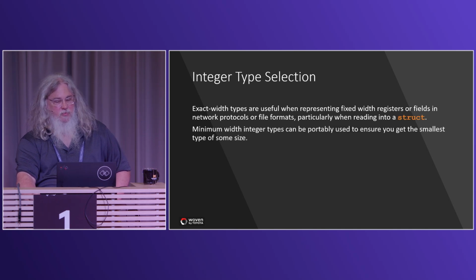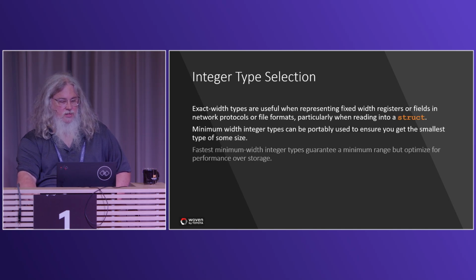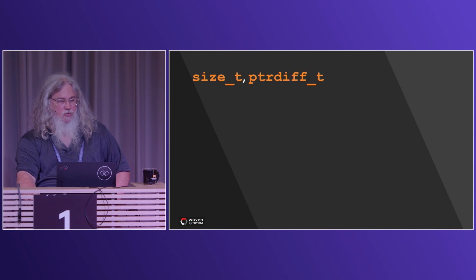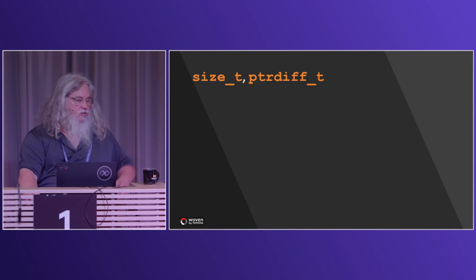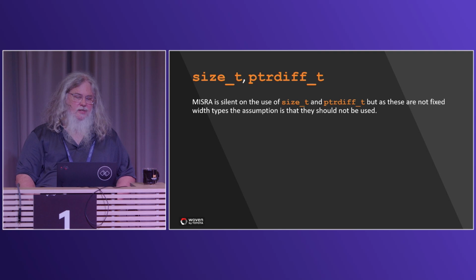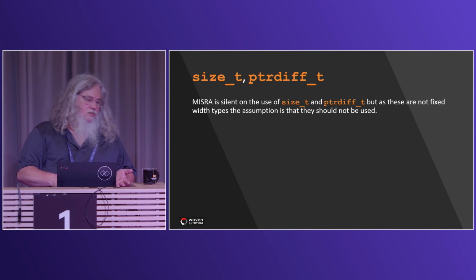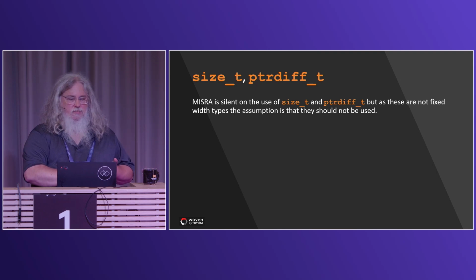Minimum width types can be portably used to ensure you get the smallest type of some size. Fastest minimum width types guarantee a minimum range, but are optimized for performance over storage. And then, your question, size_t and ptrdiff_t. Really, all these MISRA guidelines are completely silent on these types.